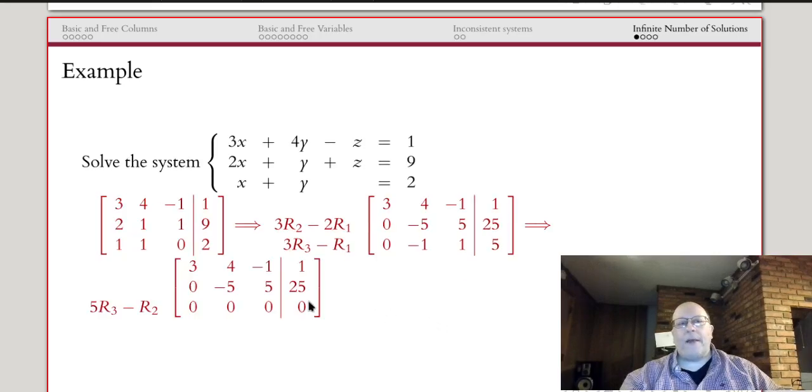So we could do that by taking 5 times row 3 and subtracting row 2. Negative 5 minus negative 5 is 0, 5 minus 5 is 0, and 25 minus 25 is 0. And the whole row turned into all zeros, so we only have 2 leading entries. But this is echelon form because the leading entries are left to right.